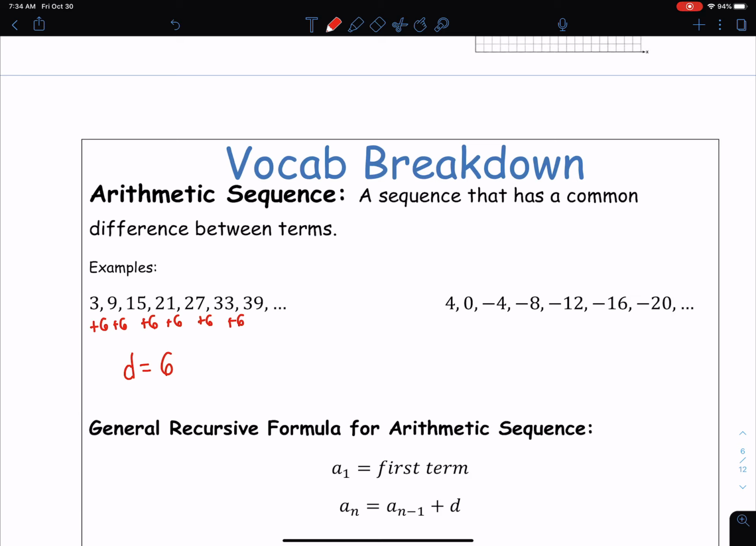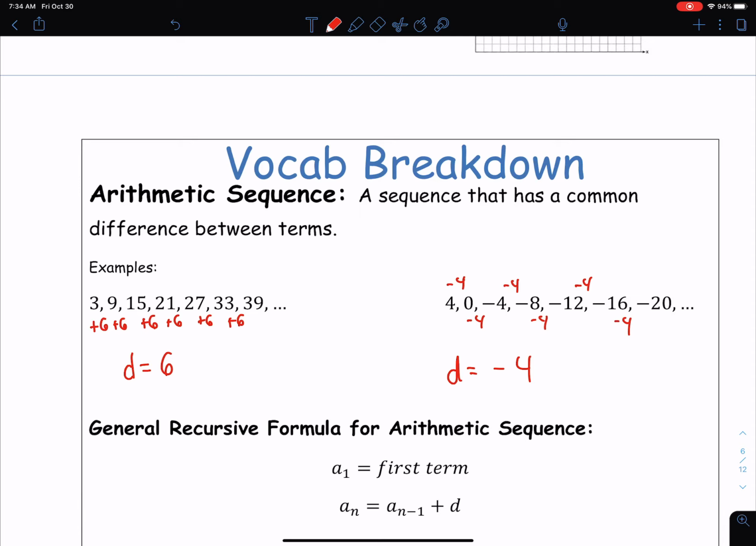And then let's check out the next one. Our common difference here is we subtract 4. Subtract 4, subtract 4. Is it all the way throughout? Yes, it is. So we're subtracting 4 each time. So the common difference here is negative 4. Or I should say minus 4, either way.